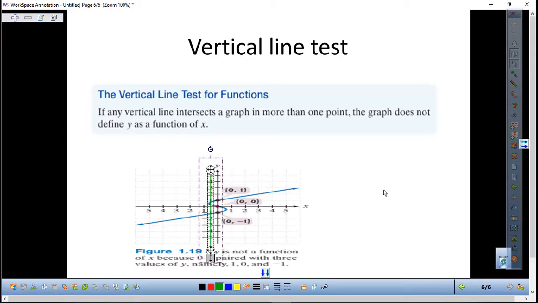Now if we continue on, it becomes very obvious. Right there it's hitting three places. Still three, there it's two. But it only has to do that one time on the domain of the relation, and that makes it not a function.